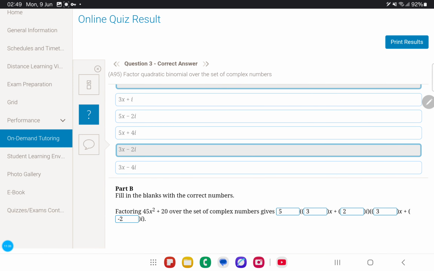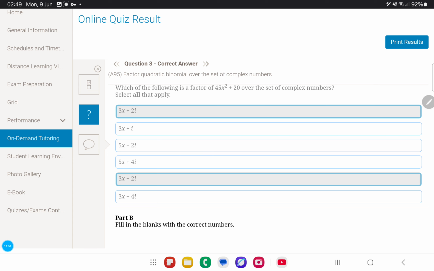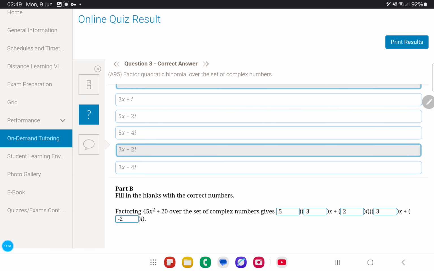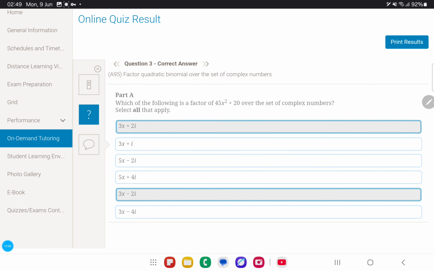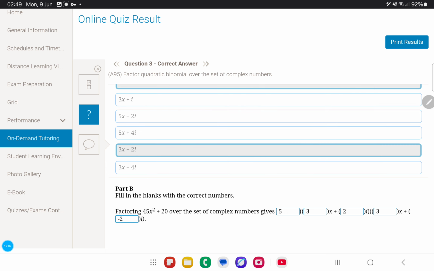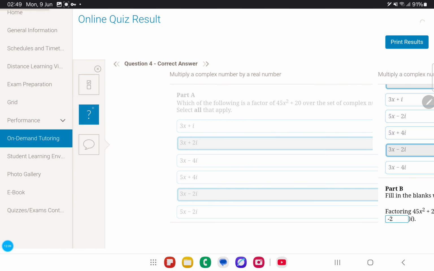Now, factoring 45x squared plus 20 over the set of complex numbers gives, okay, we just put what we got, which is 3x plus 2i and 3x minus 2i. Except we put 5 at the beginning, right? In the first one we don't put 5 because they didn't ask for it. But in the second one they asked us to express it in full form. So with the roots we put 5 outside, okay? Because in the beginning we factored with the greatest common factor, which is 5, the GCF. All right. So hope you understood question 3.